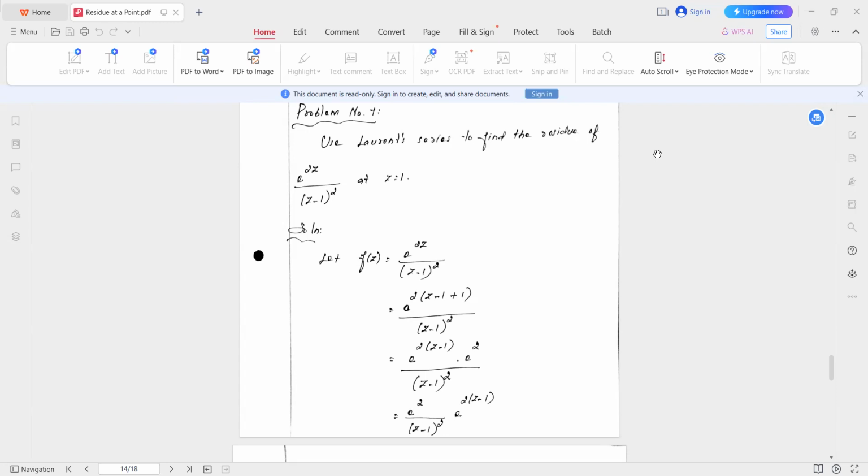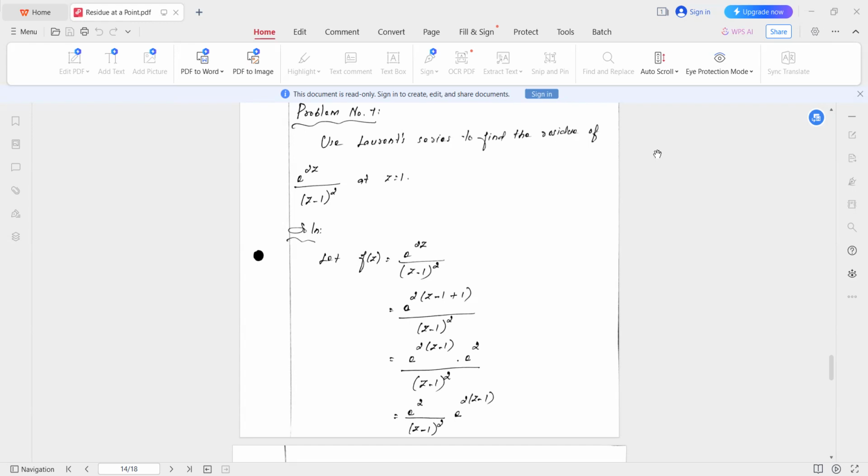Let us continue the problems to find the residue of the given function at the point. Here we have problem number 7. Use Laurent series to find the residue of e power 2z by (z minus 1) the whole square at the point z equal to 1.